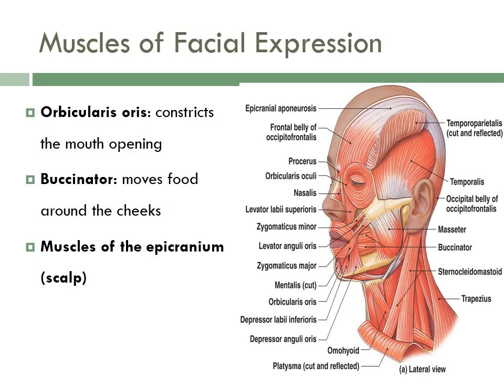Muscles of facial expression. The orbicularis oris, we do want to know that one, that constricts around the mouth. So you can see it in this picture. Maybe this doesn't work well. So it's right here, orbicularis oris. It's a circular muscle that goes around the mouth, and when it is contracted, your mouth is closed, and when it is relaxed, you can open your mouth.